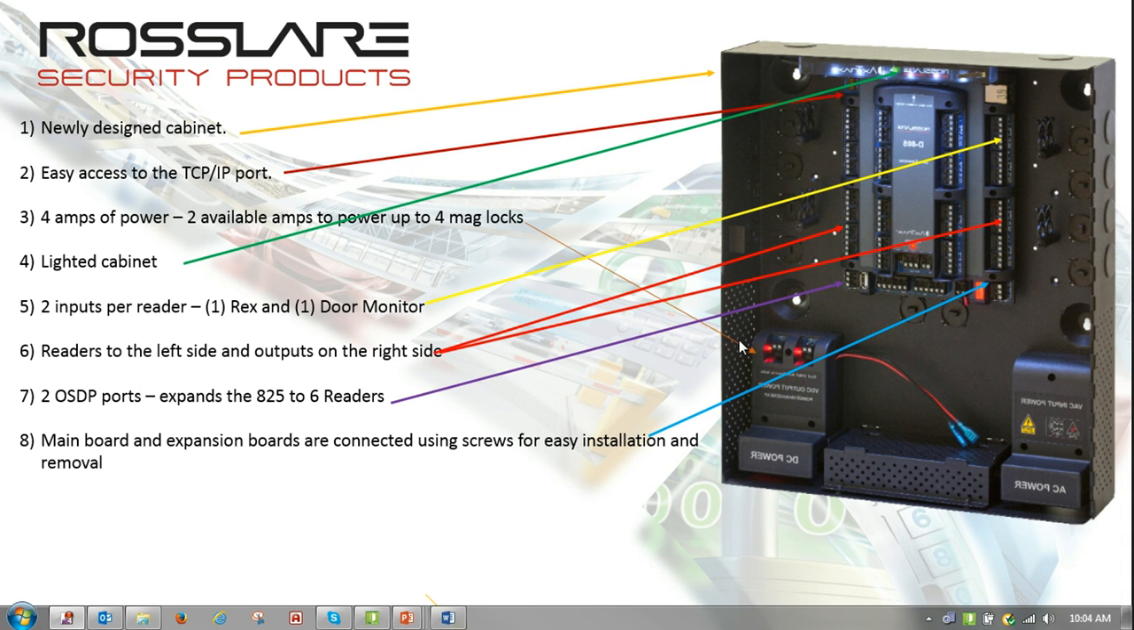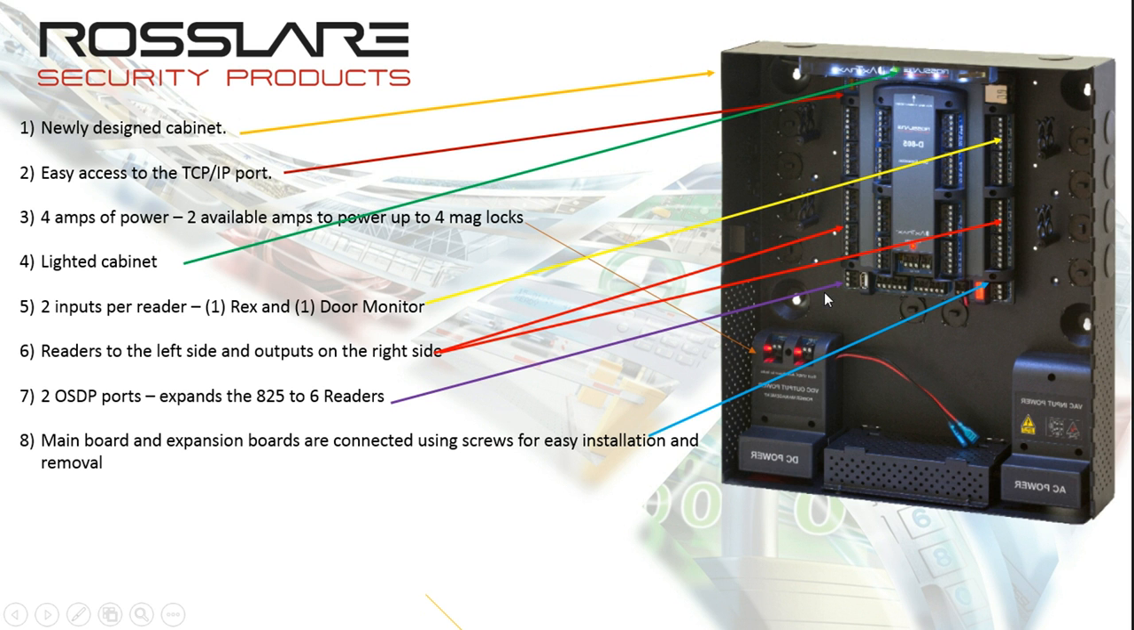We do have 2 OSDP readers that can be installed on this panel. There is nothing that needs to be added, only the OSDP readers themselves, and that expands the 825 out to 6 readers. And then the main AC-825 board and the expansion modules are screw-in attached versus the old standoffs that we had in our legacy products. It's very easy to exchange, add modules or panels with the new layout.